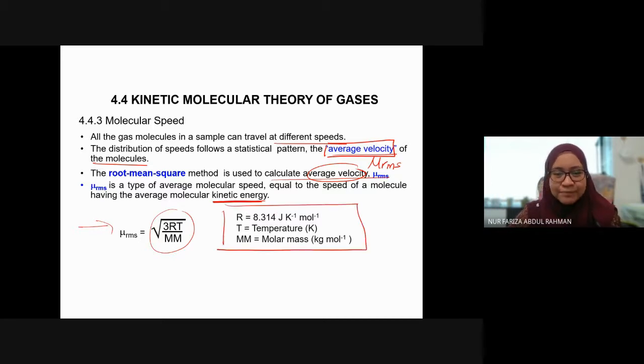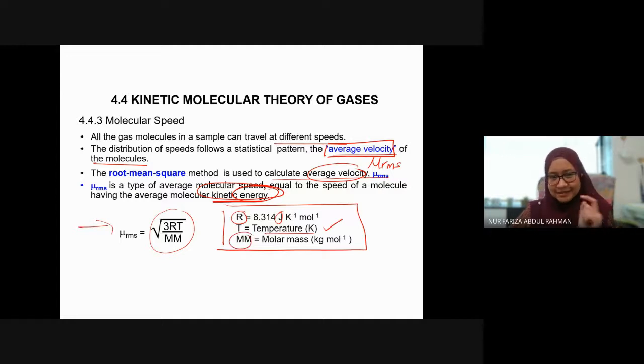Look here, the R now is different. We are not using 0.0821. Instead we are using 8.314 J K negative 1 mole negative 1. Why? Because we are dealing with kinetic energy, because we are dealing with energy. So joule is one of the units to represent energy. That's why we use 8.314. And the temperature, as always, will be in Kelvin.